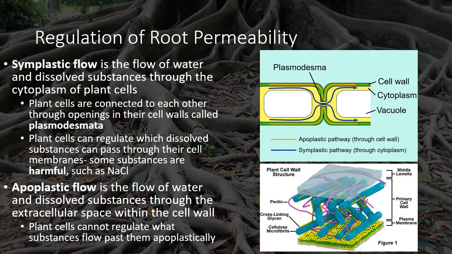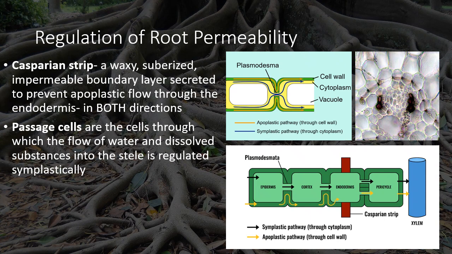The cell wall itself is not living tissue. It is mostly just these sheets of cellulose. And in order to stop apoplastic flow and have some control over what dissolved substances can enter the xylem and therefore be allowed to move up the stem of the plant and into the leaves, plants produce what's called a Casparian strip. This is a waxy, suberized, I'll explain what suberin is in a second, impermeable boundary layer which is secreted to prevent apoplastic flow through the endodermis in both directions, right?